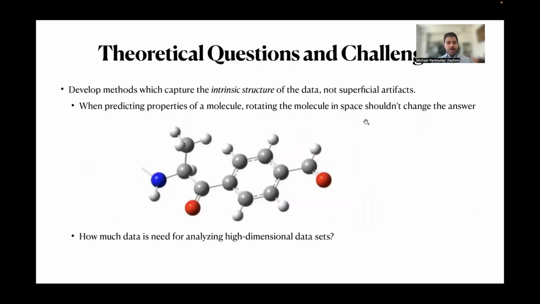Some of the main theoretical questions are, how can we develop methods that capture the intrinsic structure of the data as opposed to superficial artifacts? For instance, when you're trying to predict properties of a molecule, if you were to rotate the molecule in space, you don't change the underlying science. So you want to make sure that the answer of your algorithm is unchanged. Another interesting theoretical question is how much data is needed for analyzing high-dimensional data sets.